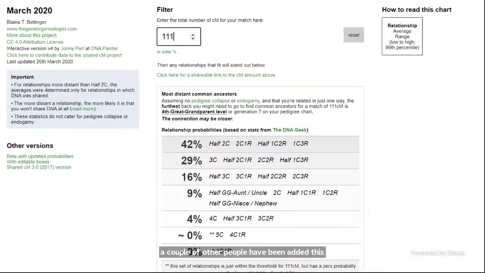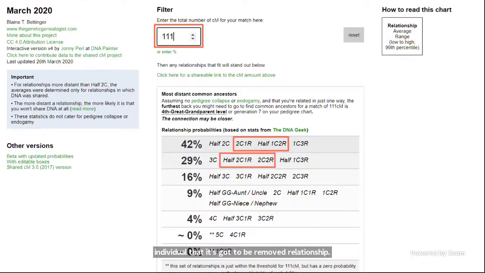If I put in the amount of DNA which I shared with that match, which is 111 centimorgans, it's going to filter down. It's going to show me two things. One is this probability chart. And Jonny was showing us that if you click on any of these relationships, you can get what's called a histogram that will tell you the average and the ranges. So I put in that 111, and remember, we're thinking if it's me that's compared to this individual, it's got to be a removed relationship.